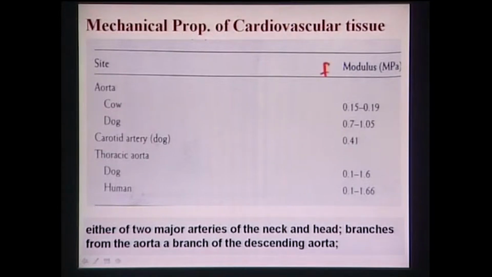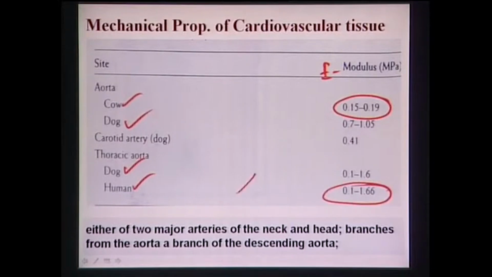Now, what you can see here is the elastic modulus. You have seen from metals and ceramics that elastic modulus is at the level of gigapascal, 10 to the power 9 Pascal, or 10 to the power 9 Newton per meter square. Now, what you see here, the aorta for the cow or dog, or thoracic aorta for dog or human, is always less than around 2 megapascal. So, that means it is an extremely soft tissue. Soft tissue means the properties are very much lower. Megapascal versus gigapascal means the elastic modulus is 3 orders of magnitude lower when you are considering soft tissue.